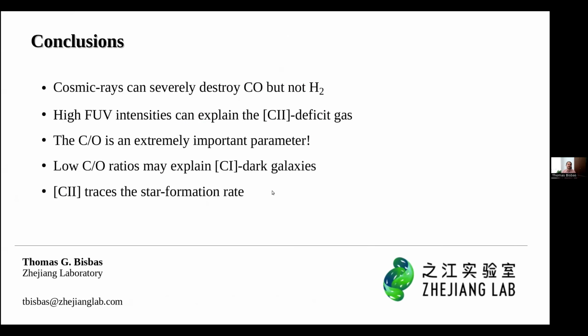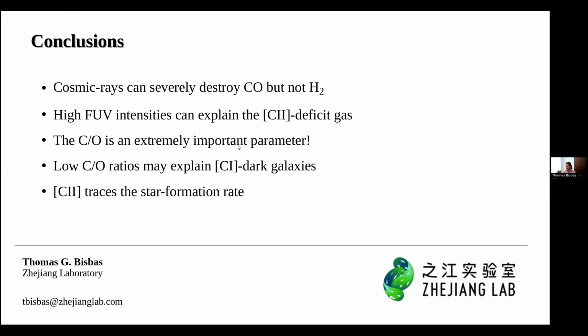And here I will leave you with my conclusions. The take-home messages, I would say, are that cosmic rays can severely destroy CO, but not H2, as we saw in the first part of simulations. When you go to FUV intensities, this can explain the C+ deficit gas, as we saw now in the last slides. When we go to metallicities, we find that the C over O abundance ratio is a very, very important parameter. It's a much more important parameter than we initially thought. And it's actually as important as cosmic rays and FUV intensities are.